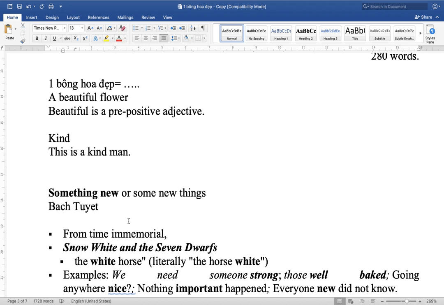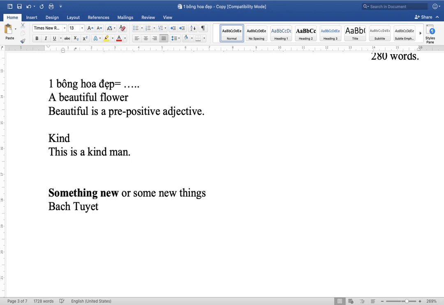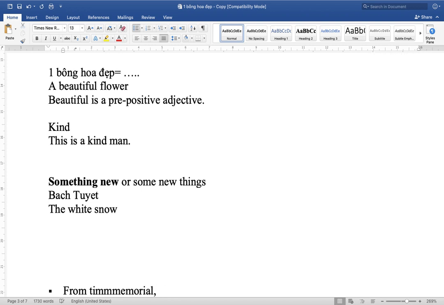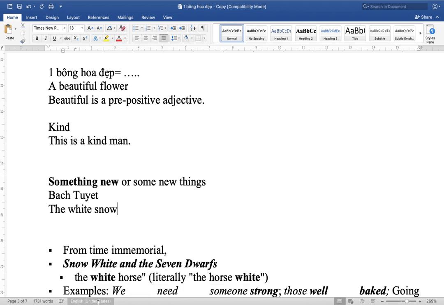How can we say "bạch tuyết" in English? So some of you will write this is "bạch," the white one, the white snow. Like the white snow is okay when snow outside is white. But in literary works, we use here Snow White.